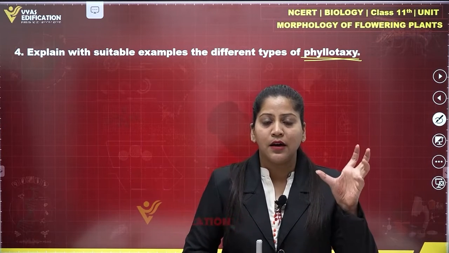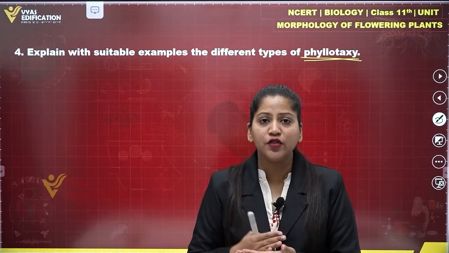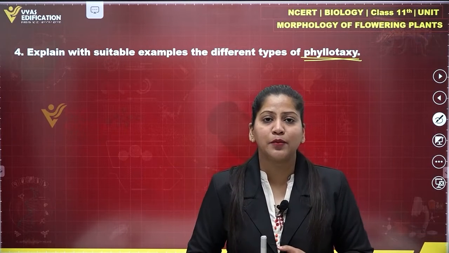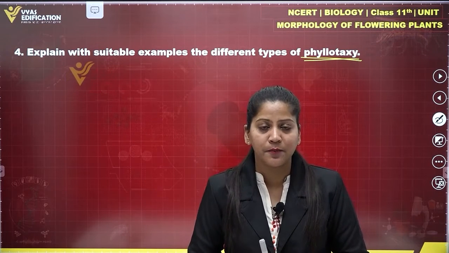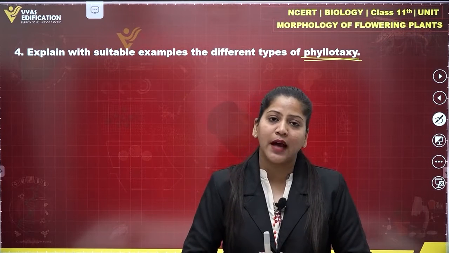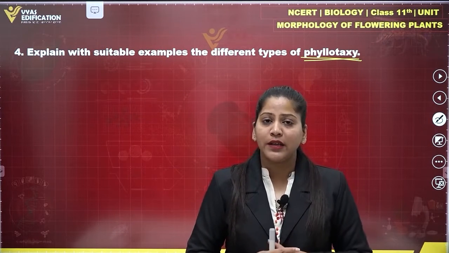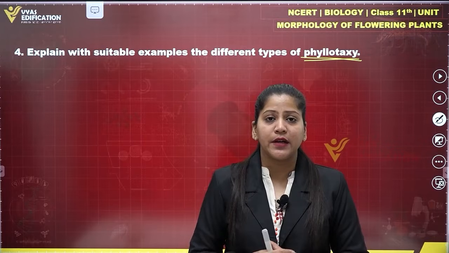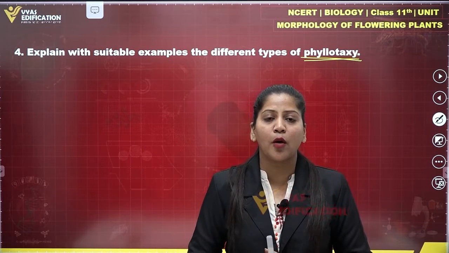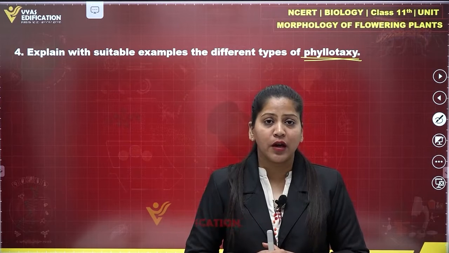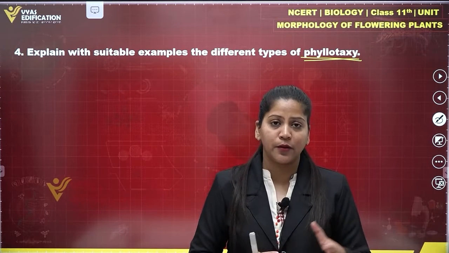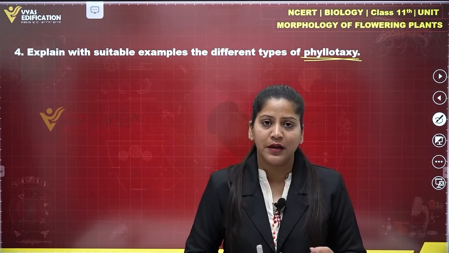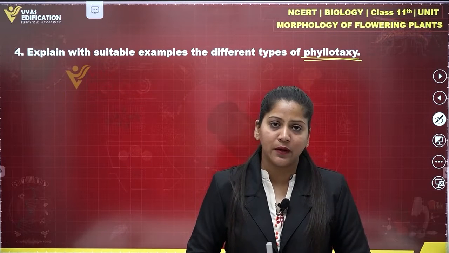What is phyllotaxy? Phyllotaxy is the pattern of arrangement of leaves on a stem or branches of plants. We have basically 3 types of phyllotaxy, that is alternate, opposite and whorled. If we talk about it in detail, in alternate phyllotaxy, each individual leaf is arising from each node and they are arranged in an alternate manner. The examples of alternate phyllotaxy are sunflower, mustard and peepal.